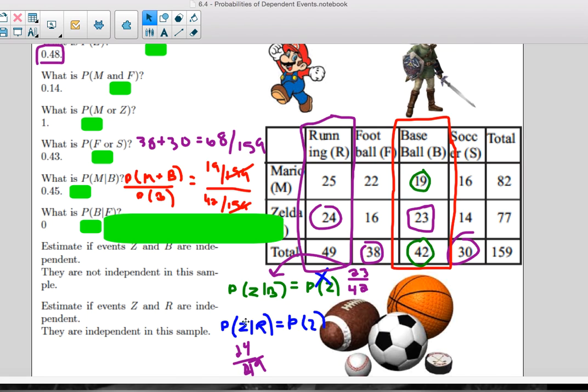Now to prove it, you should also do the probability of R given Z. Make sure that's equal to the probability of R. But again, it's like 6 divided by 2 is 3, and 6 divided by 3 is 2. If it works one way, it will work the other way. You just want to show both on tests and quizzes to make sure that you're applying the definition of independence in your proof.